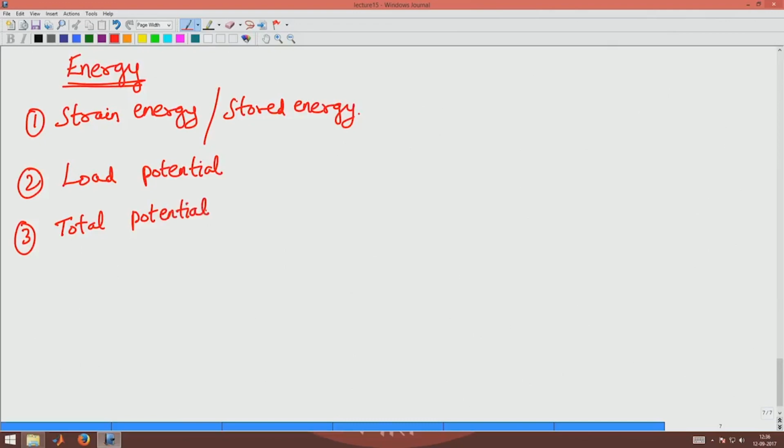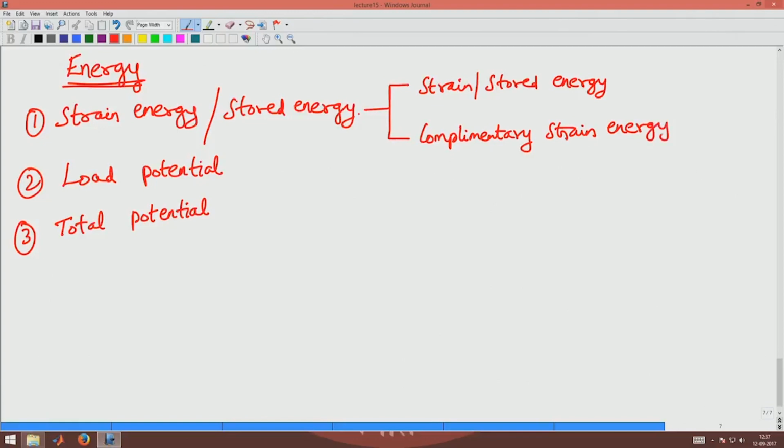There are two kinds of stored energies, one which is just called plain strain or stored energy, and the other is complementary strain energy. Let us understand first what the strain energy or stored energy is.